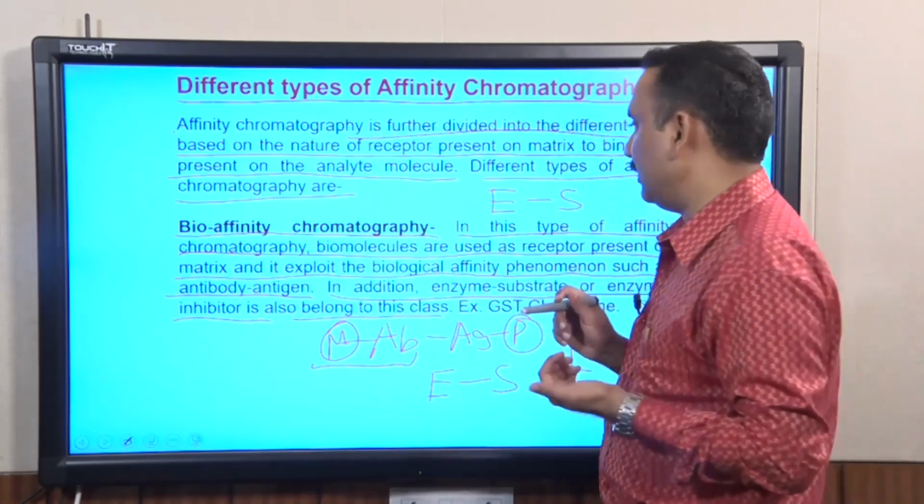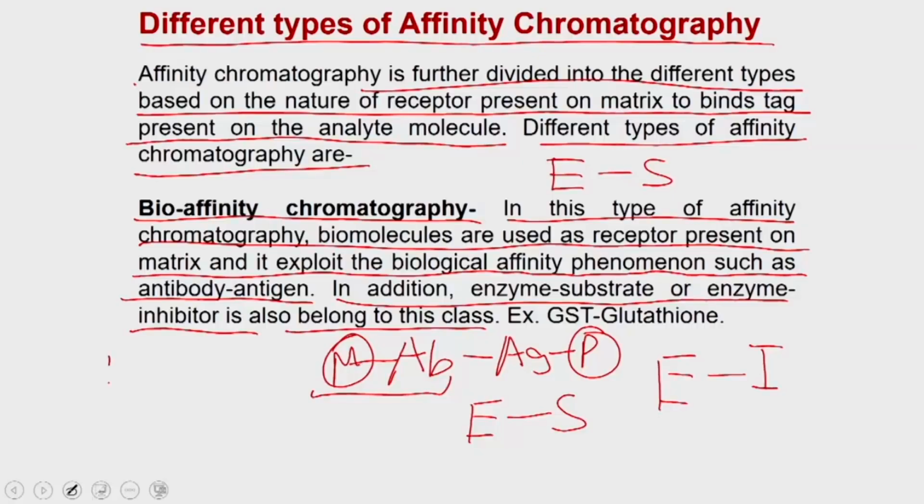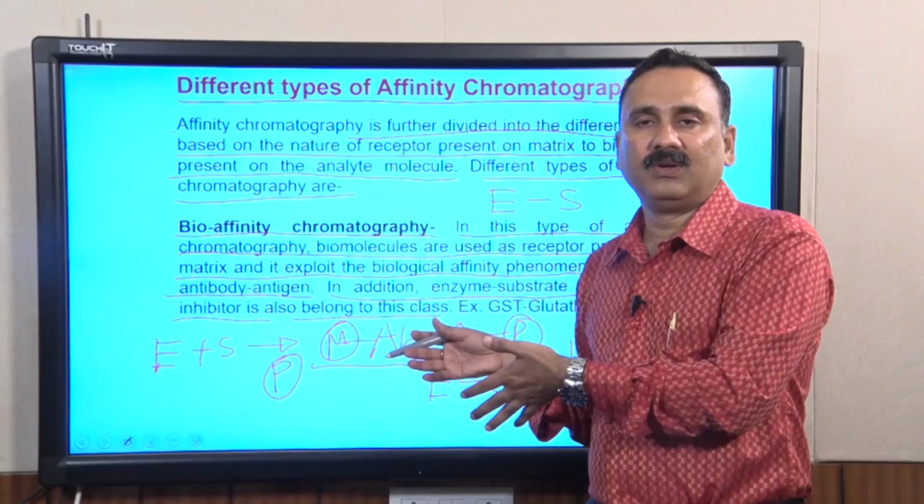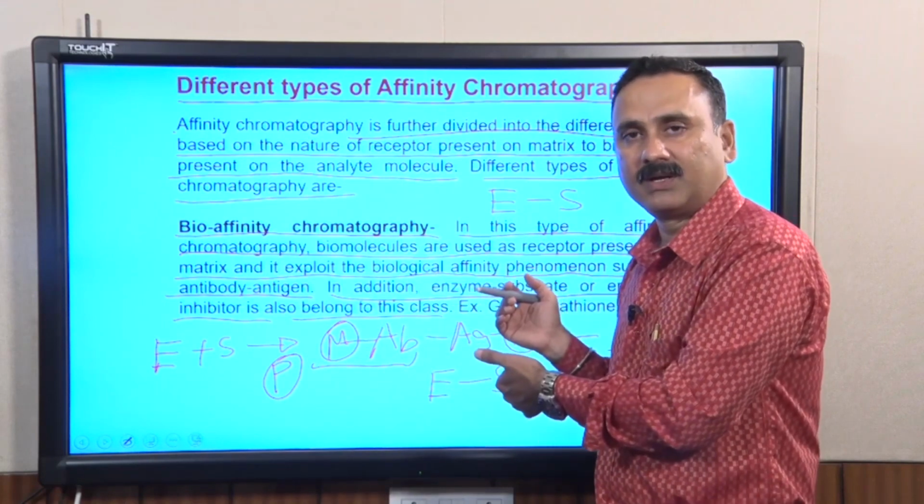Let me give you an example. Suppose I have an enzyme and I have added the substrate. What will happen? In the first step itself, the enzyme is going to process this particular substrate and ultimately produce the product, which means this enzyme is processing the substrate and giving me the product.